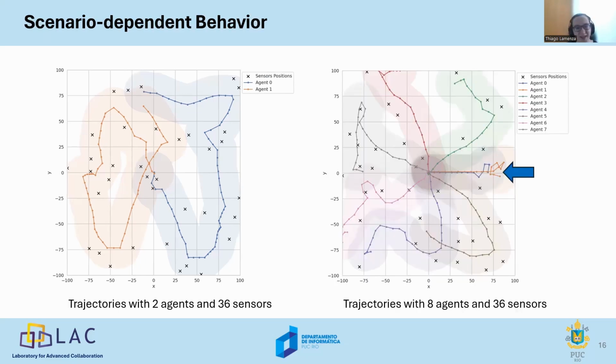Another interesting behavior is that the agent's behavior is quite scenario dependent. So here we're seeing two episodes on different scenario variations. The first one is the one where we just saw, with two agents and 36 sensors. And on the right, we have a scenario with 8 agents and 36 sensors. And if you look right here, you can see that two of the agents basically didn't do anything. They just traveled to the right and they chose the same path, and they didn't really help in solving the problem. And the reason this happens is because, as you can see, the scenario is quite crowded, and maybe we have an excessive number of agents in this scenario, and we can see that we're having diminishing returns.